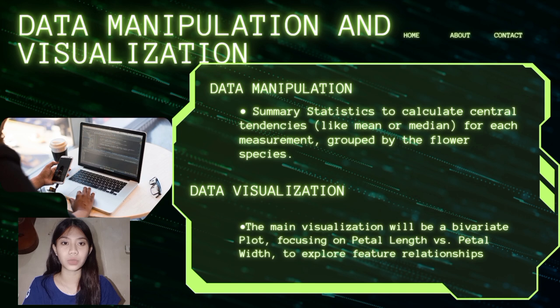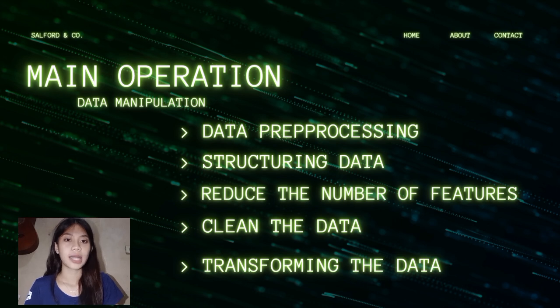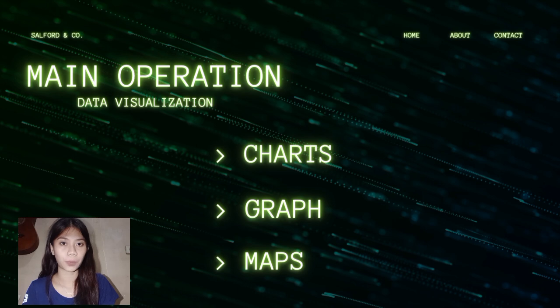Insights from such visualization can reveal distinct clusters among species, indicating clear separation or overlaps in measurement. For example, a scatter plot of sepal length versus petal length shows how species differ visually, aiding classification and understanding of the dataset structure. Main operations of data manipulation: data preprocessing, structuring the data, reducing the number of features, cleaning the data, and transforming the data. Main operations of data visualization: charts, graphs, and maps.